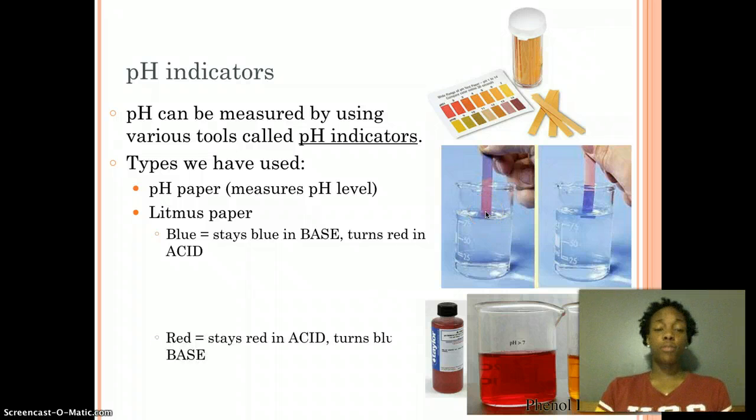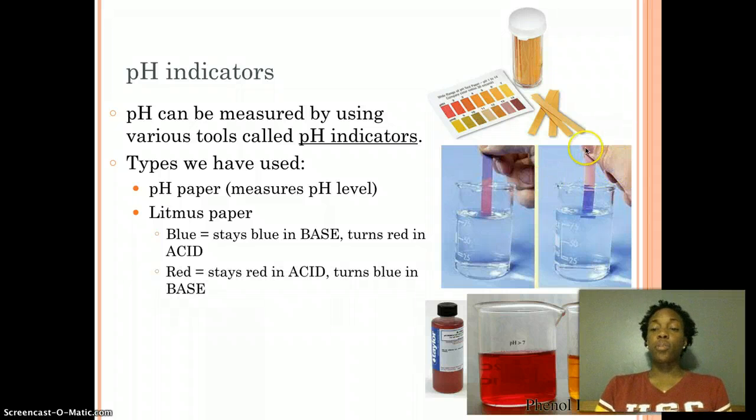And it's just the opposite for the red litmus paper, which a person is holding here. You get the red litmus paper, which is really pink. It's not really red, but that's what it's called, red litmus paper. And if you dip that into a solution, if it stays red or pink, then it's an acid. But if it turns blue like this, that means that solution is a base.